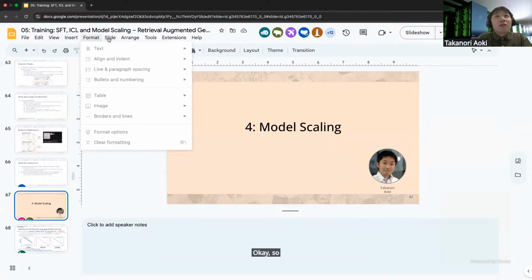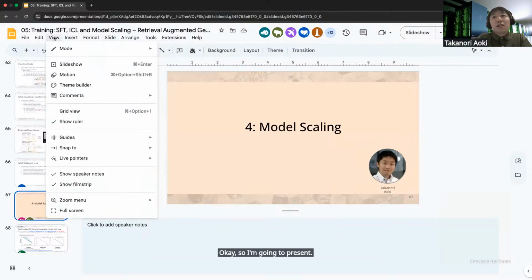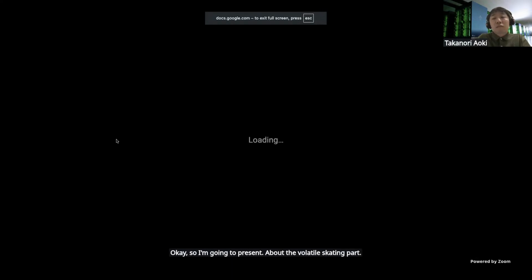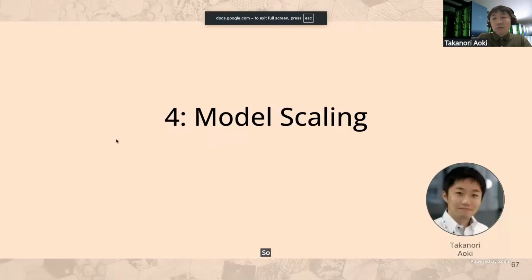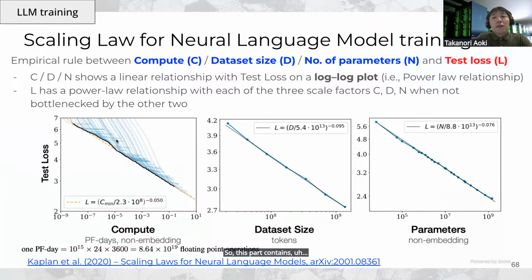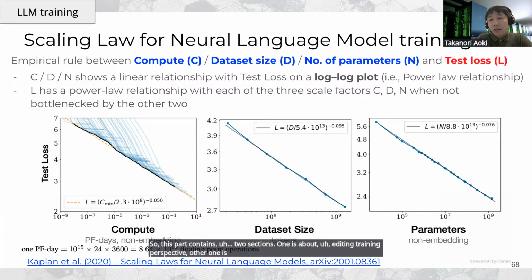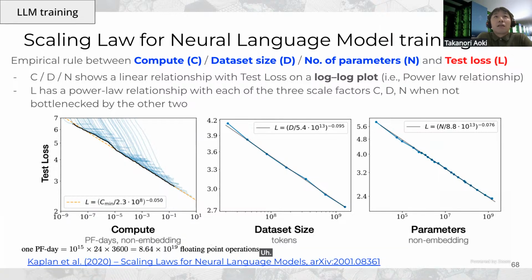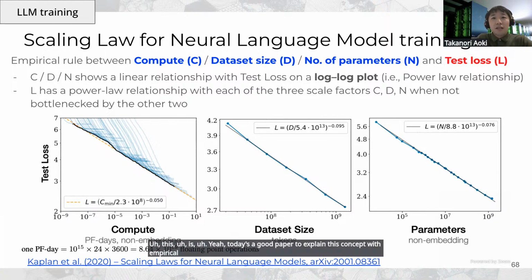Okay. So I'm going to present about the model scaling part. This part contains two sections. One is about LLM training perspective. Other one is LLM inferencing perspective. So first of all, I'm going to introduce scaling law. There's a good paper to explain this concept with empirical results. The paper is Scaling Laws for Neural Language Models, written by OpenAI researchers.